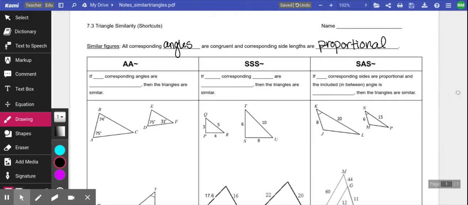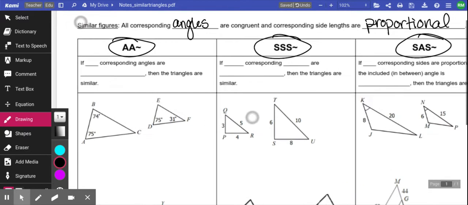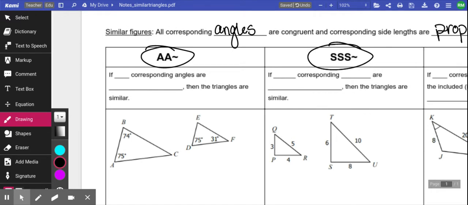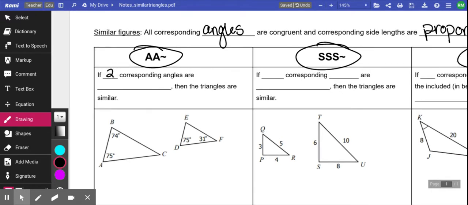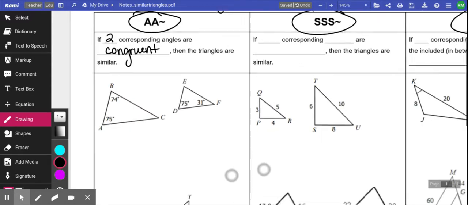So first one, instead of always having to check all angles and if all side lengths are proportional, we can take shortcuts with triangles. We don't have to match every angle or every side length and make sure all side lengths are proportional. We have three different shortcuts: the AA similarity, SSS similarity, and SAS similarity. So those are our three shortcuts. First shortcut, AA similarity, is if two corresponding angles are congruent, then the triangles are similar.